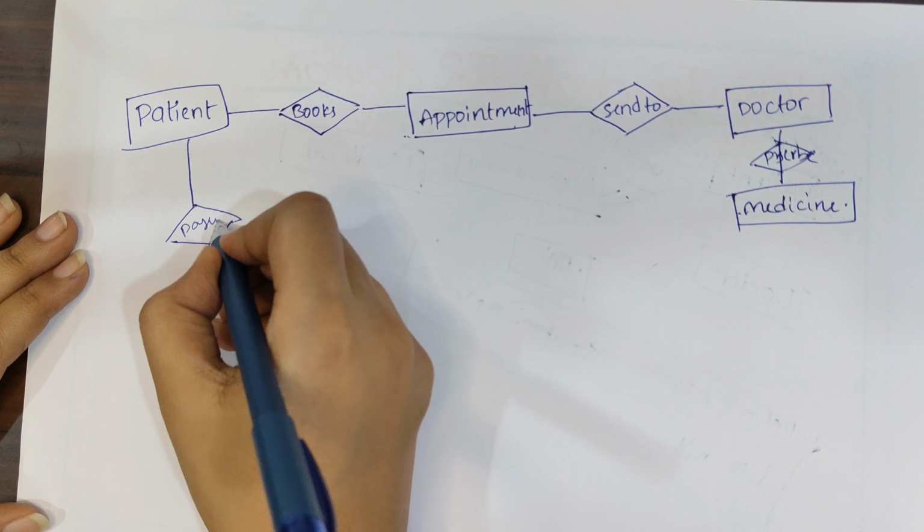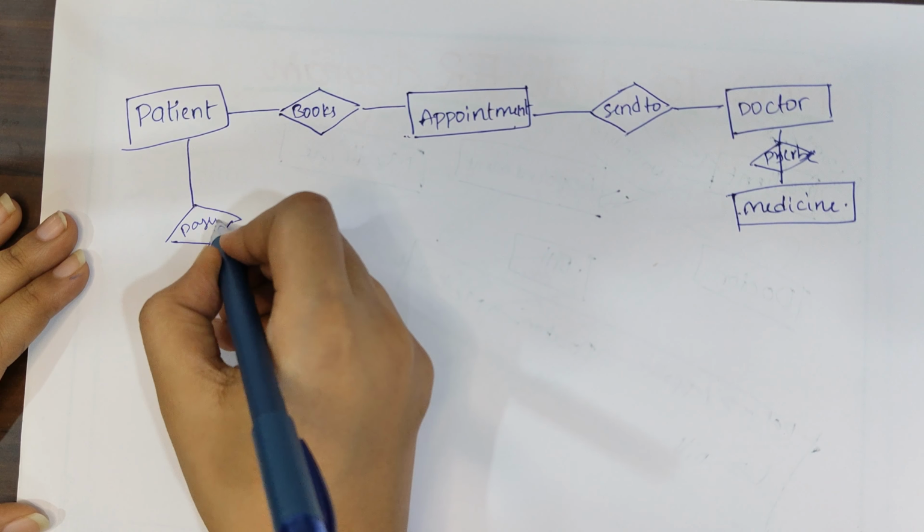Here is the relationship. Like a patient can book more than one appointment, right? A single patient can book many appointments. So it became a one-to-many relationship. And there may be many appointments, and many appointments will go to a single doctor. So it will become a many-to-one relationship. These are all the cardinality relationships. After that, doctor will prescribe medicines to that patient. Like one doctor will prescribe many medicines, one-to-many relationship.